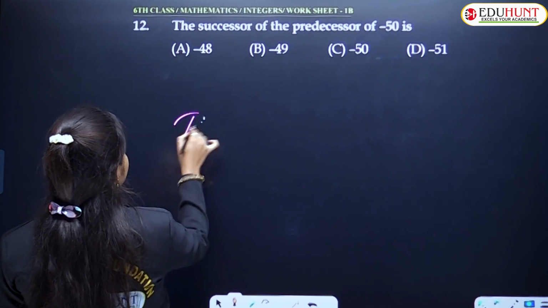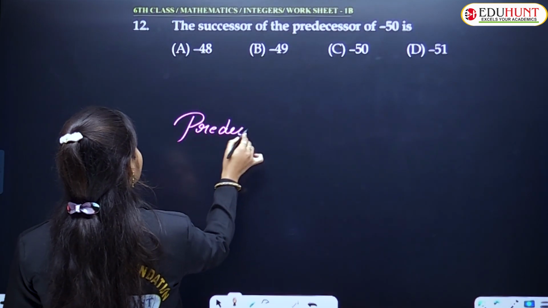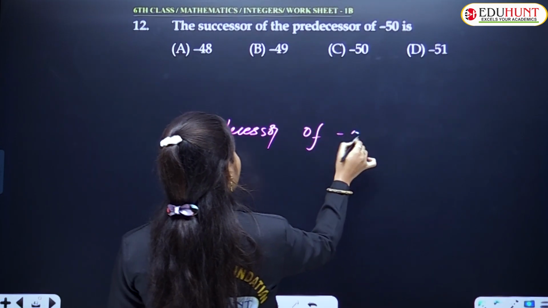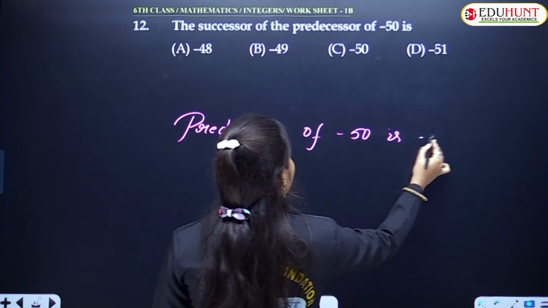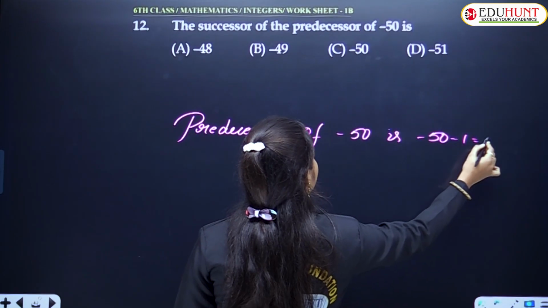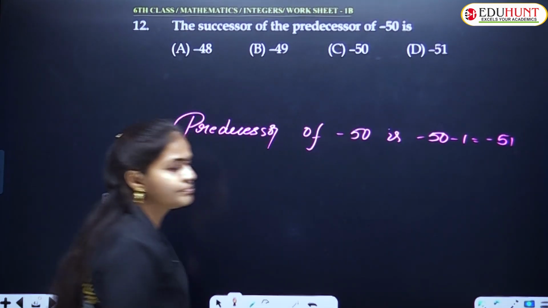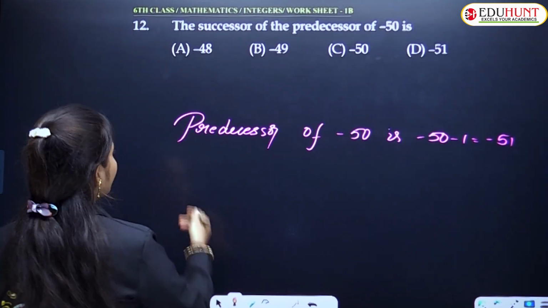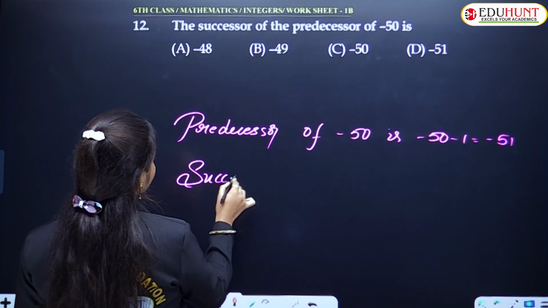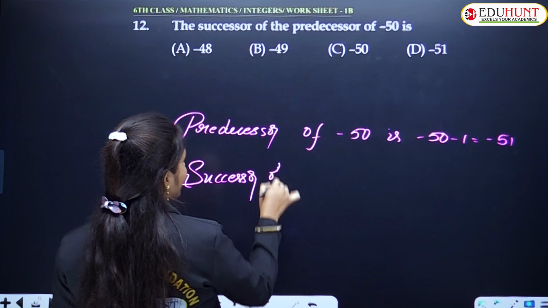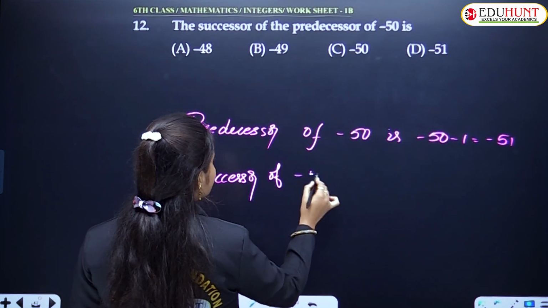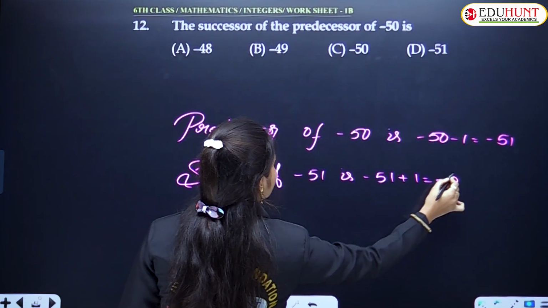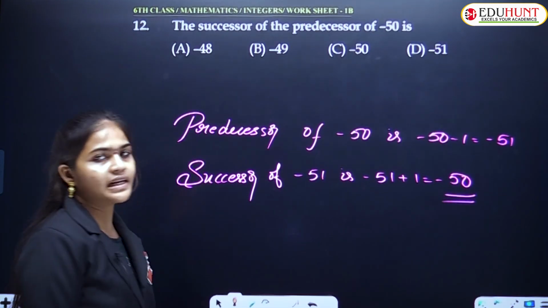Next, the successor of the predecessor of -50. So the predecessor of -50 is -50 - 1, which is equal to -51. Understand? Now the successor of the predecessor of the given number. Now the successor of -51 is -51 + 1, which is equal to -50. Again you will get the same resultant.